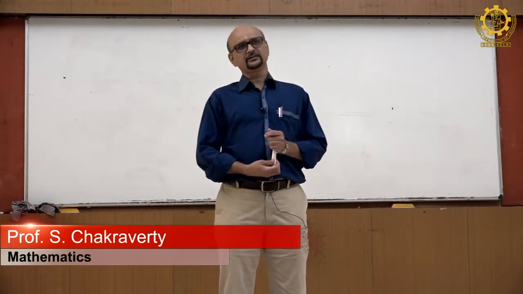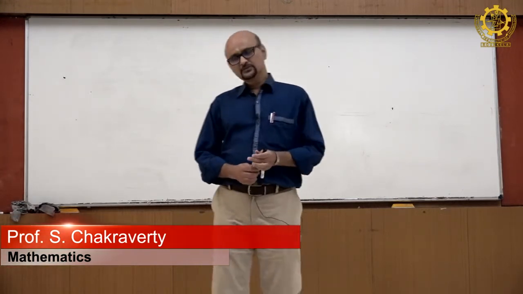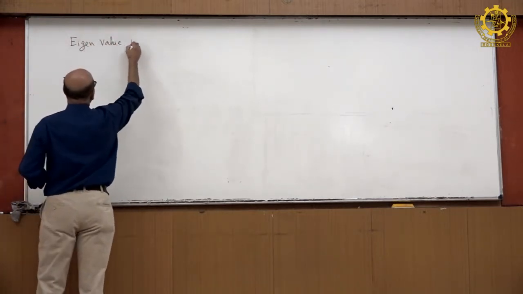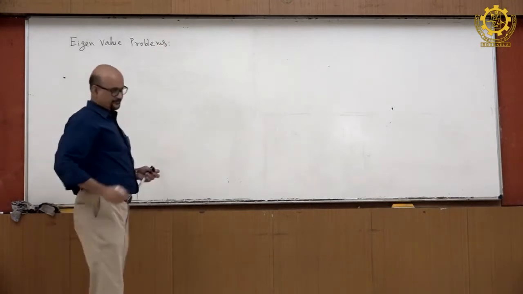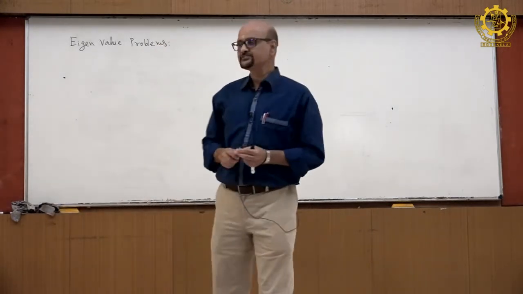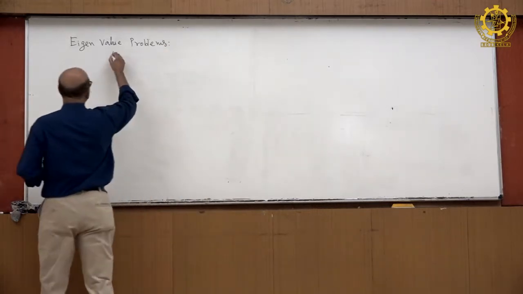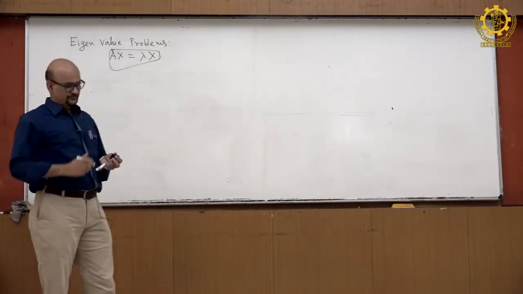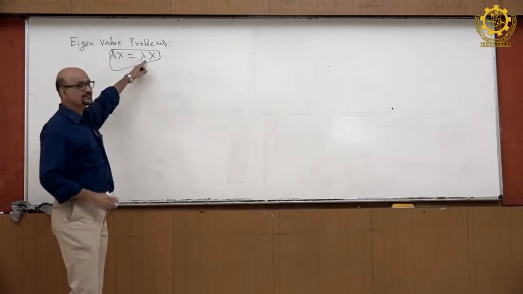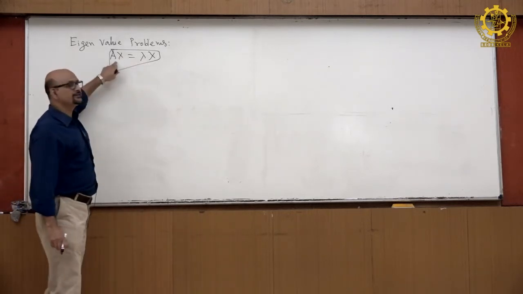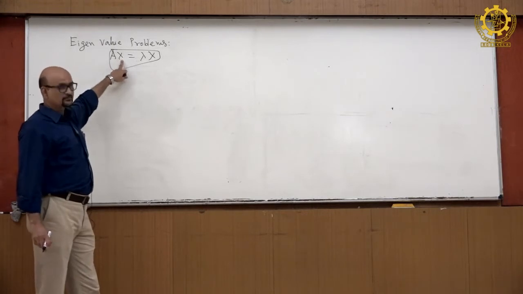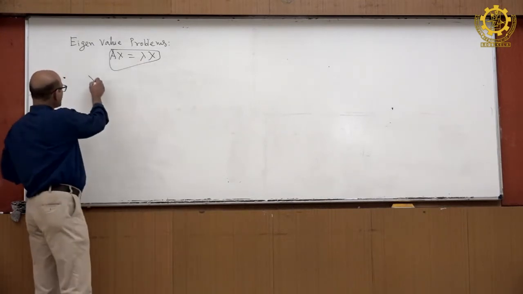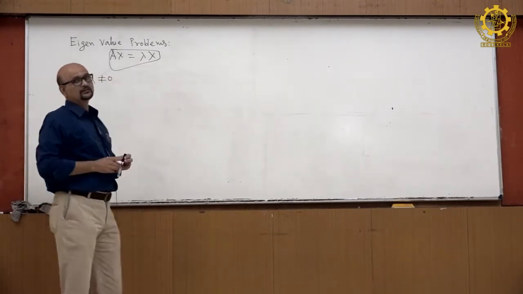We have started from the last class eigenvalue problems. I had given the definition: A x is equal to lambda x. This type of equation is called an eigenvalue problem, where lambda is a scalar, A is an n by n matrix, x is a vector. We need to find the value of lambda, the scalar, and x, for x not equal to 0, that we had discussed in the last class.